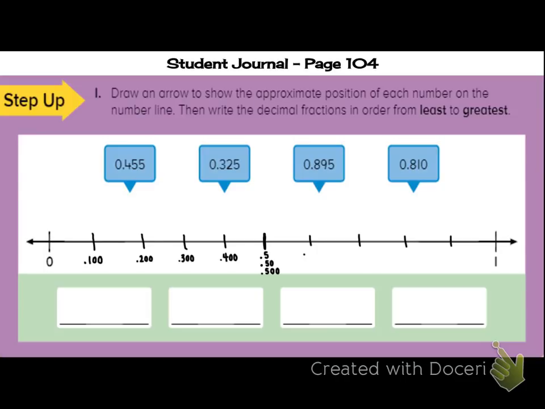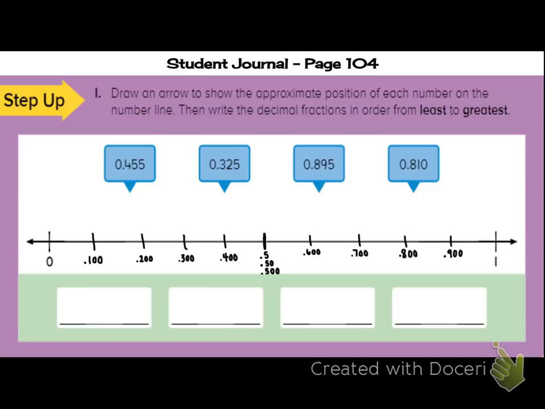And of course, I can do the same thing on the other side. I have 600 1,000ths and 700 1,000ths, 800 1,000ths, and 900 1,000ths. And then it goes to 1.